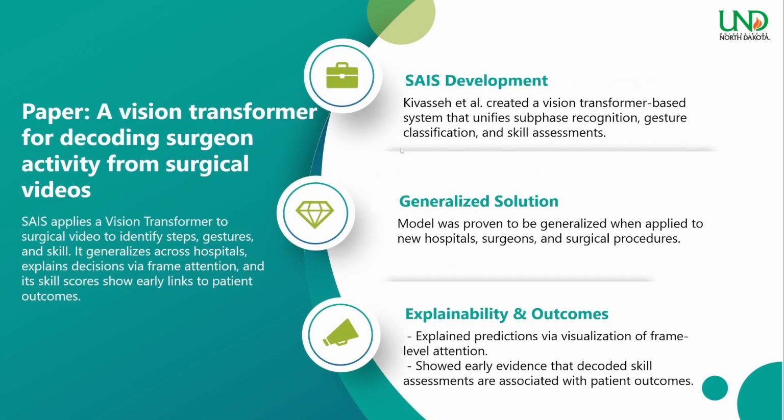The system, called SAIS, or the Surgical AI System, it's a very creative name, was developed by Kiyasseh and colleagues. It unifies three things that were usually handled separately. The first is recognizing surgical subphases, which are the different parts of a case in the OR, then classifying gestures that clinicians make during the surgical encounter, and assessing surgical skill.